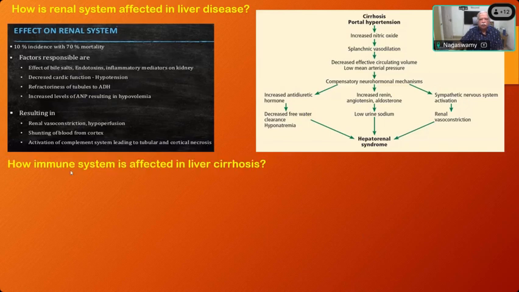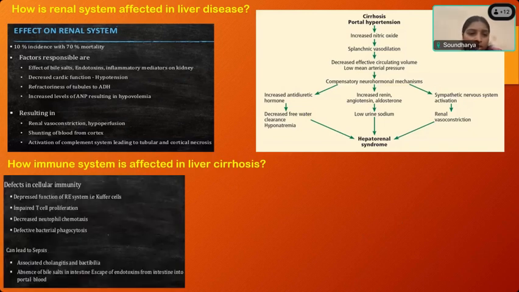And how is the immune system affected in liver cirrhosis? We saw that patients can develop spontaneous bacterial peritonitis. So how would that happen? Decreased cellular immunity and humoral innate immunity, CD4 and CD8 counts decreased. Yes, patients have defects in cellular immunity, suppressed function of the reticuloendothelial system, especially the Kupffer cells in the sinusoid of the liver, hepatocyte, impaired T cell proliferation, decreased neutrophil chemotaxis, defective bacterial phagocytosis.